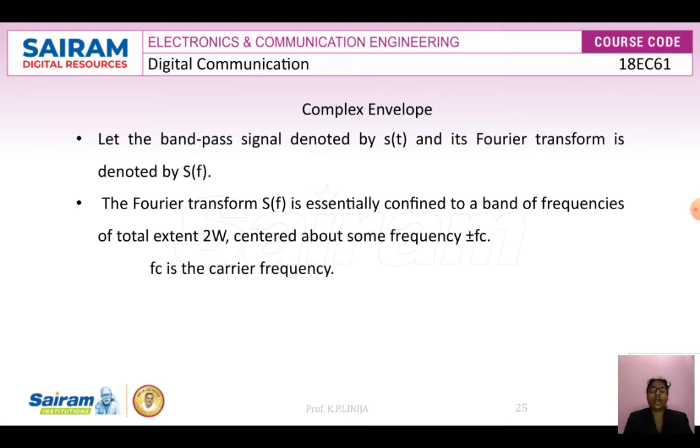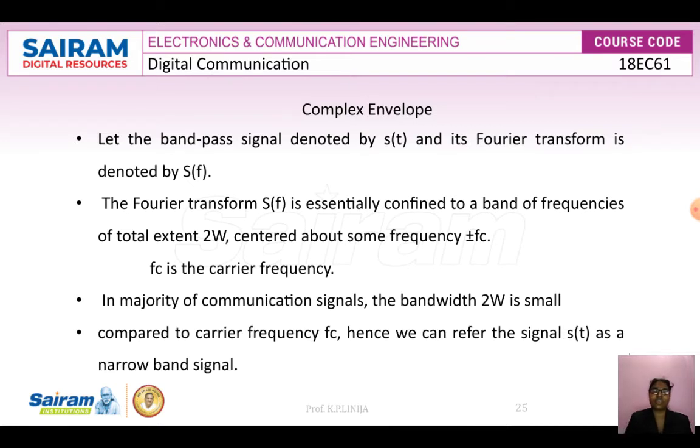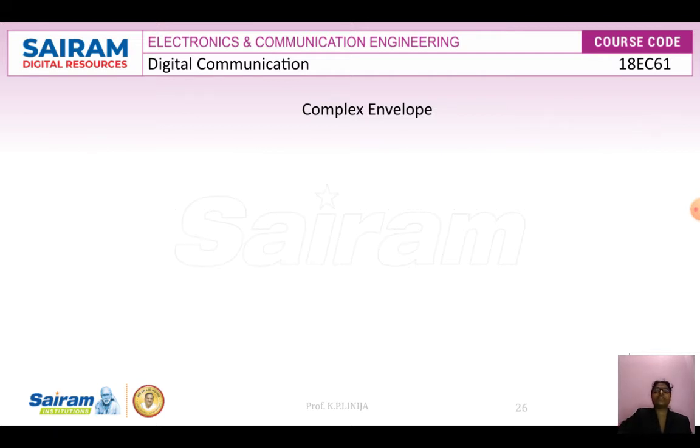In the majority of communication signals, the bandwidth 2W is very small when compared with the carrier frequency Fc. Therefore, if this is the case, we can refer to S of t as a narrow band signal. Whenever the bandwidth 2W is less than the carrier frequency Fc, we can say that the signal S of t is represented as a narrow band signal.